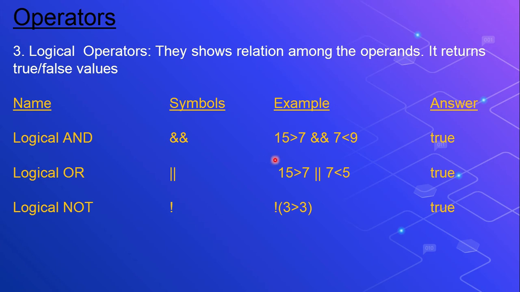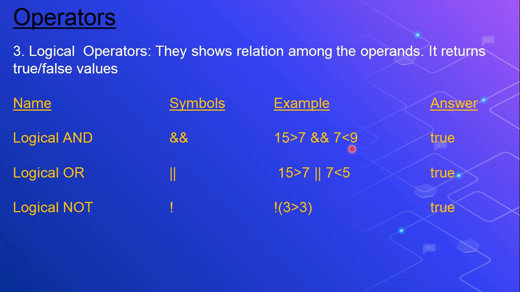Now, in a program, how can you use these symbols? Let us see with an example. 15 greater than 7, and see, these two expressions are combined here. This is the first part, this is the second part. These are combined by using the logical AND. So 15 greater than 7. Is 15 greater than 7 or not? 15 is greater than 7, so you get true here.